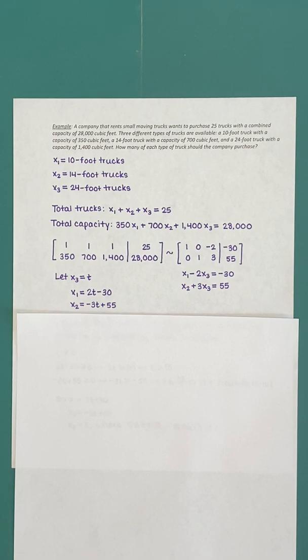Now, just like the last example we looked at that involved infinitely many solutions, we have to strategically pick which variable is going to be replaced by the parameter. The goal is to have a formula for every single variable in terms of this parameter.